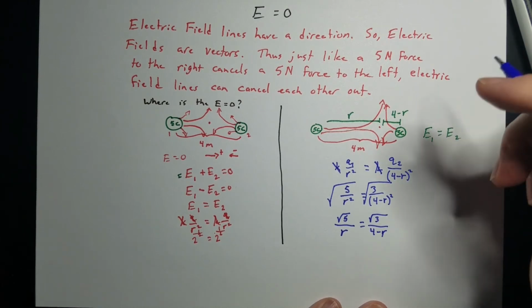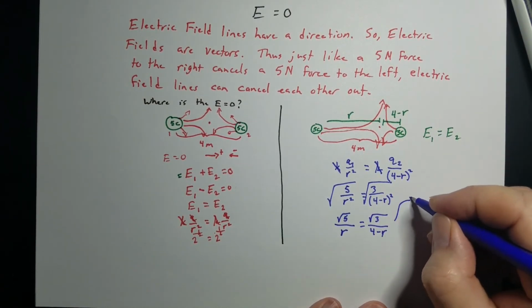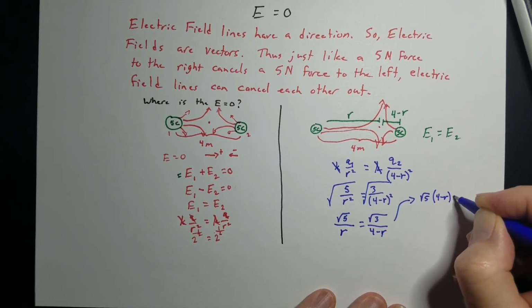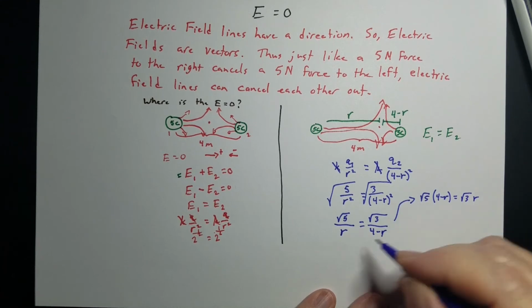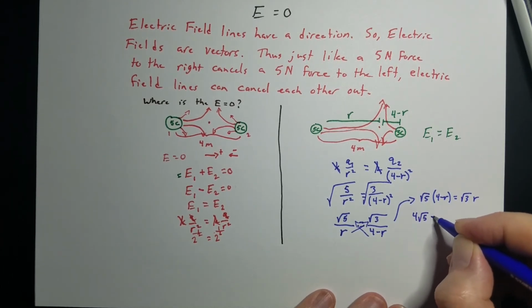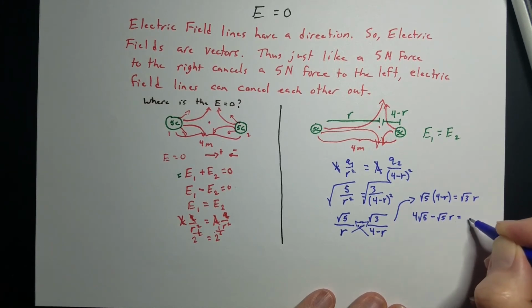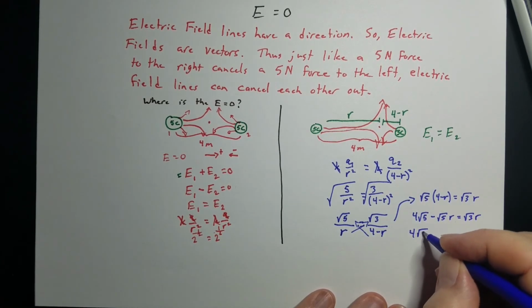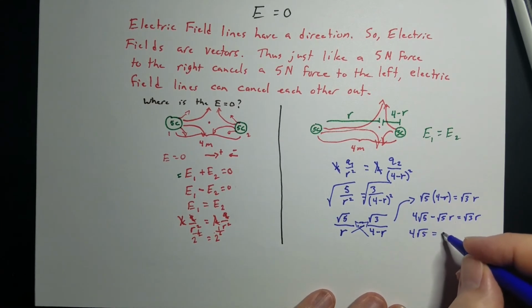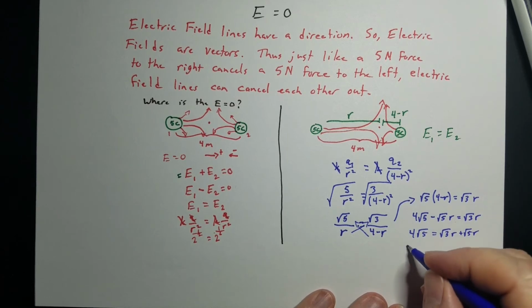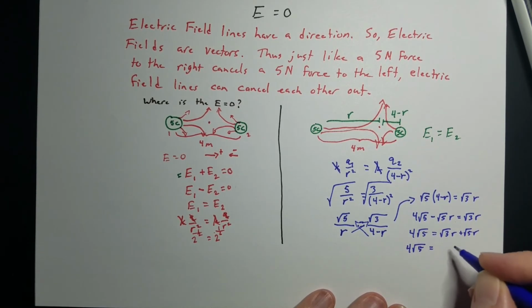And now what I can do is cross multiply. So I want to cross multiply these two. So I'm going to move it over here so I have a little bit more space. So square root of 5 times 4 minus R equals square root of 3 times R. I just cross multiplied. And now let's distribute this. So 4 square roots of 5 minus square root of 5R equals square root of 3R. I'm going to move this over. So 4 square roots of 5 equals, when I move that over, it becomes positive, square root of 3R plus square root of 5R. And I want to combine these two. We get 4 square roots of 5 equals square root of 3 plus the square root of 5, times R.